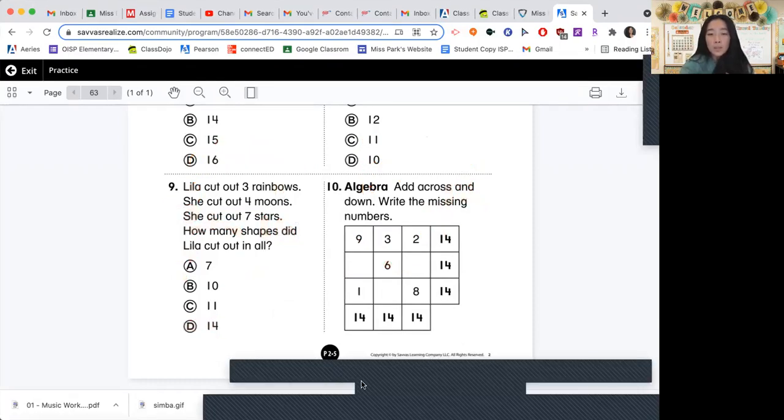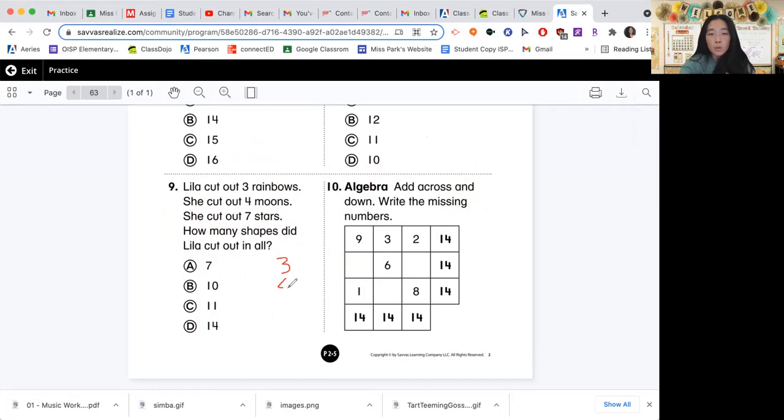So let's look at these number sentences. Leela cut out 3 rainbows. She cut out 4 moons and she cut out 7 stars. How many shapes did she cut out in all? So one way you can do it is the way that I count. So I start with my biggest number 7 and then I count 4. So 7, 8, 9, 10, 11, and then I count 3, 12, 13, 14.